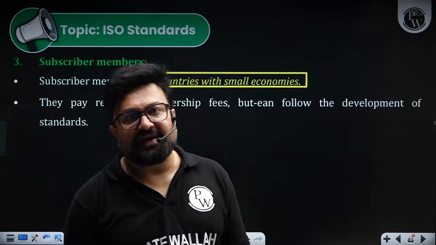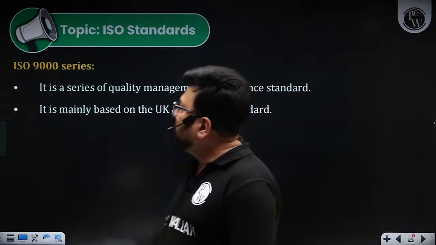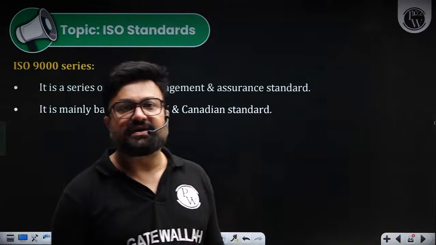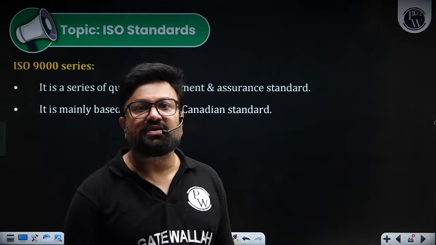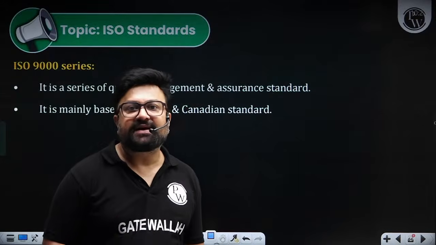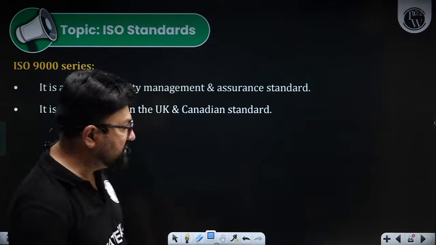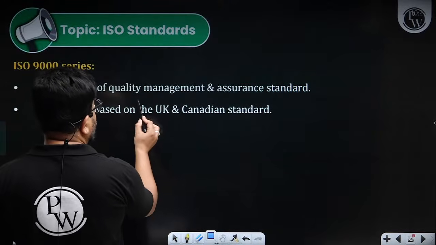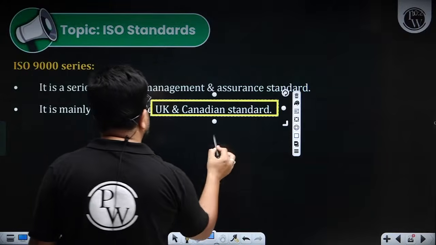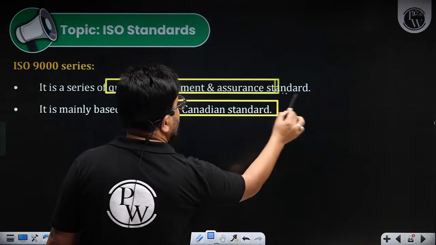Now, there are series of ISO. ISO 9000 series. It is a series of quality management and assurance standards. It's mainly based on UK and Canadian standards.